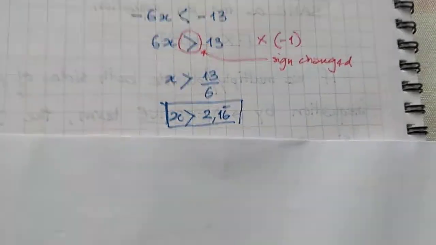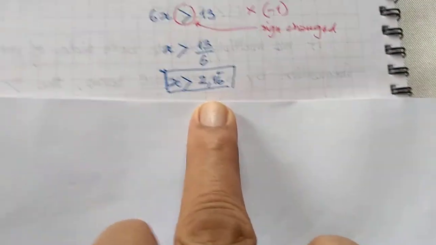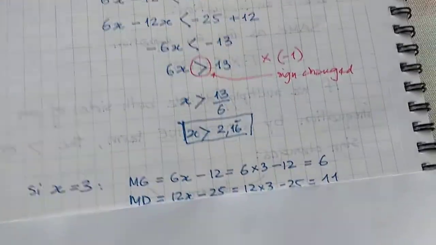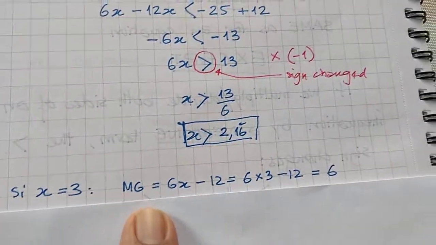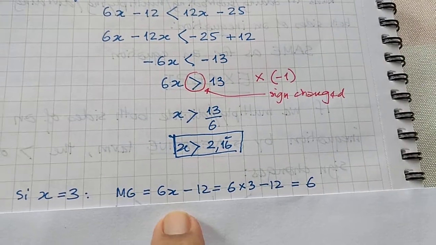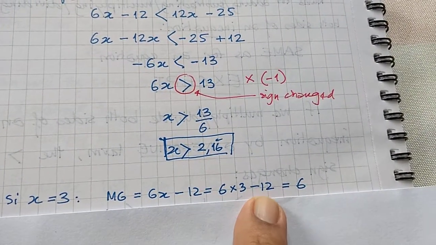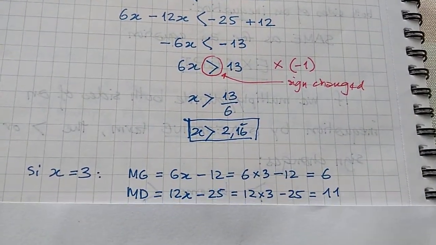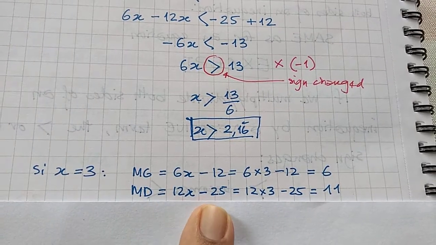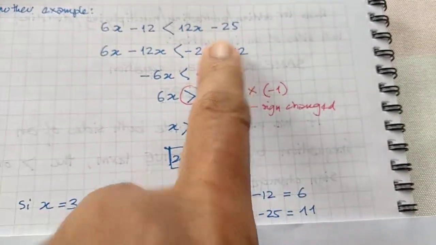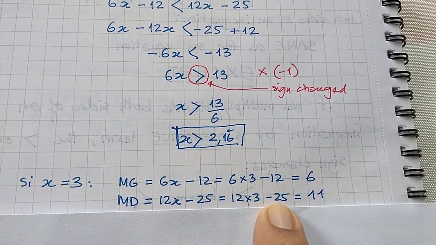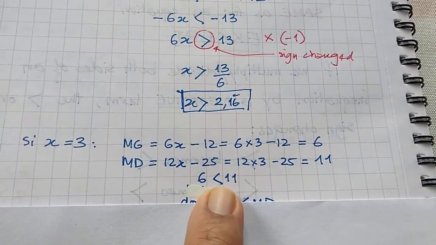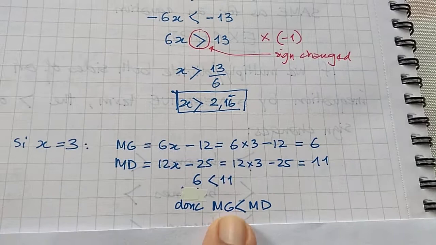Okay, so now let's verify this with two values. One we'll take as 2 and one we'll take as 3. First let's take 3. 3 should satisfy this inequation. Si x est égal à 3, membre gauche est égal à 6x moins 12. 6 fois 3 moins 12, this is 18 minus 12, gives us 6. I'm talking a little fast, slow down the video if you like. Membre droite is 12x moins 25, 12 fois 3, 36, moins 25, gives 11. So 6 on the left, 6 is smaller than 11, donc mg plus petit que md.